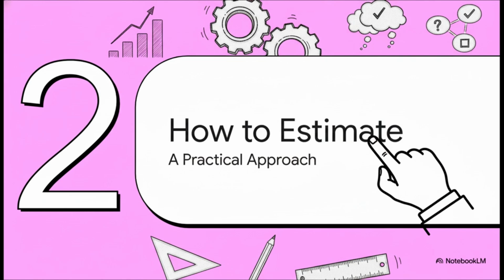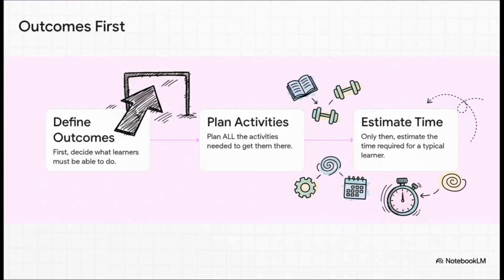All right, so we get the what, but what about the how? How do we actually go about estimating this stuff realistically? Let's get practical. This is probably the most crucial part. You don't start by picking a number of hours out of thin air. No, you start with the outcomes. Ask yourself, what should my learners be able to do when this is all over? Once you have that answer, you design all the activities that will get them to that point. And only then, at the very end, do you estimate the time. The goal drives the plan, and the plan determines the workload.